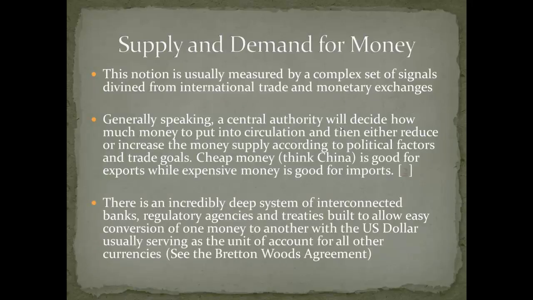There's also an incredibly deep system of interconnected banks, regulatory agencies, and treaties built around easy conversion of one money to another. So when we used the example of purchasing an Xbox from England, where you take your US dollar and you exchange it somehow, some way into a pound seamlessly, and that person selling you the Xbox receives pounds for payment, and then he ships you the Xbox, and then you get it as if you went down to Walmart and purchased it. This is only possible because of treaties, regulatory agencies, banks, and a lot of magic working behind the scenes. It's very complex magic, and it's very hard to maintain.